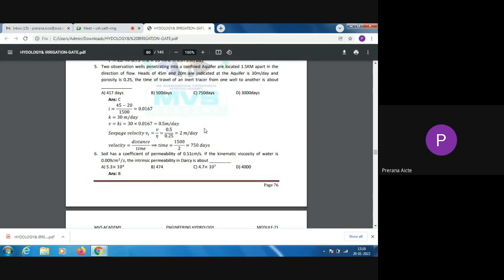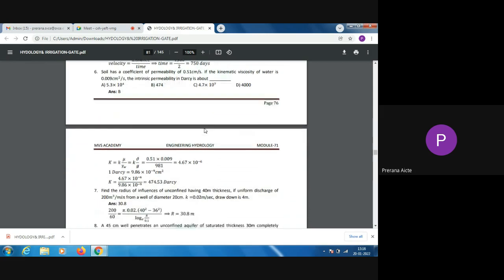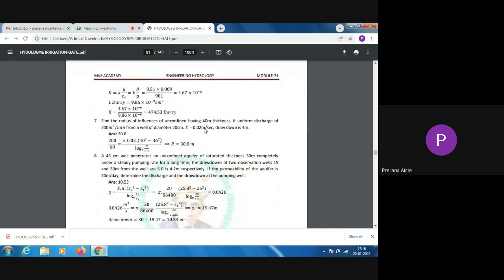Next, a soil has a coefficient of permeability of 0.51 centimeter per second. If the kinematic viscosity of water is like this, the intrinsic permeability, that is the law. So this is the right formula. We know that from soil mechanics also.